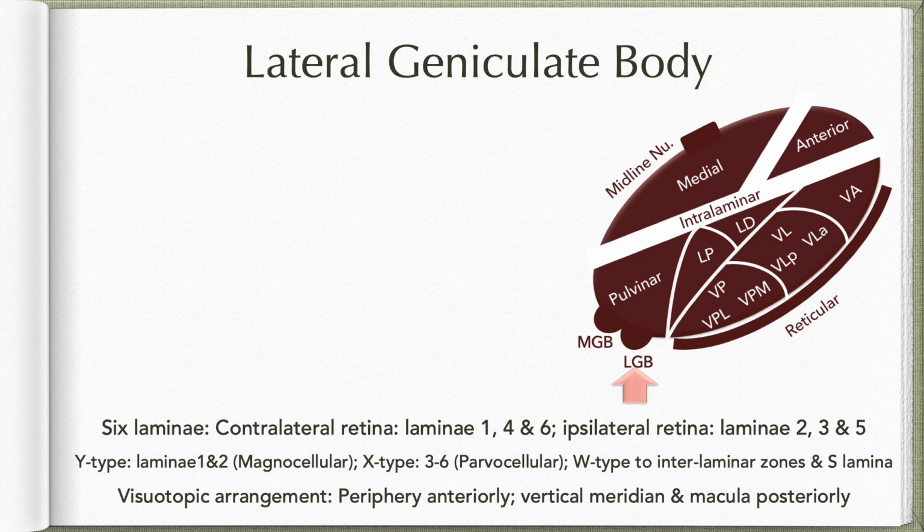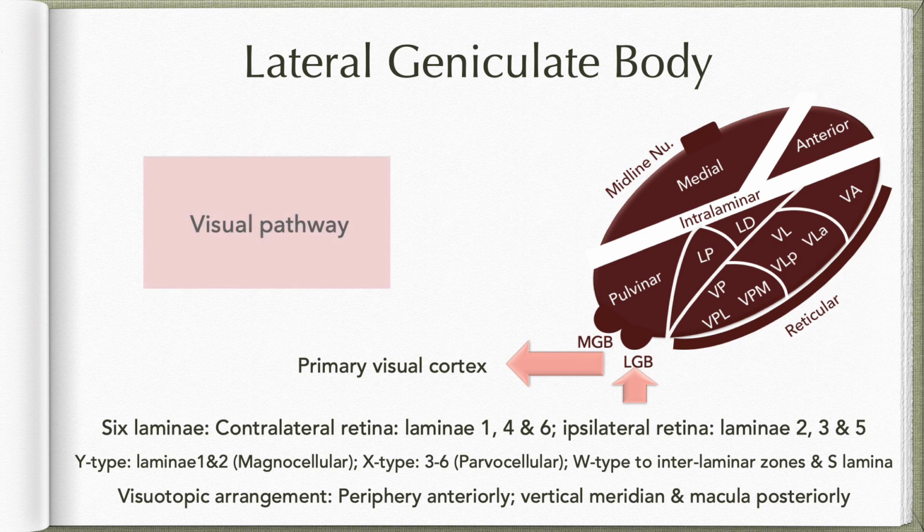Within this lateral geniculate body, there is visuotopic arrangement. That is, the fibers coming from the periphery of the retinae are located anteriorly, and the fibers coming from the vertical meridian, that is closer to the macula, are located posteriorly. From the lateral geniculate body, the output is to primary visual cortex or area number 17, otherwise known as striate cortex. So the lateral geniculate body is a part of the visual pathway.